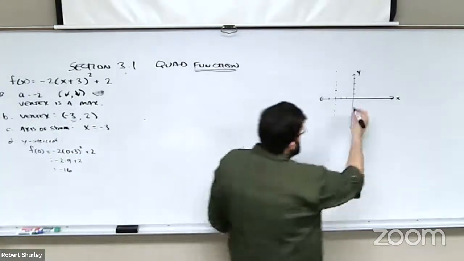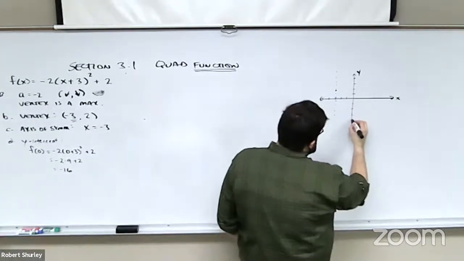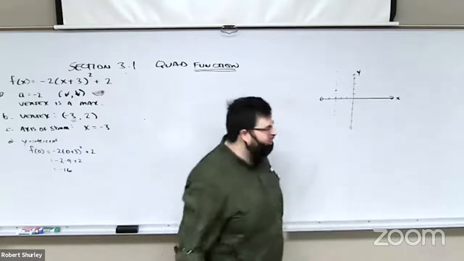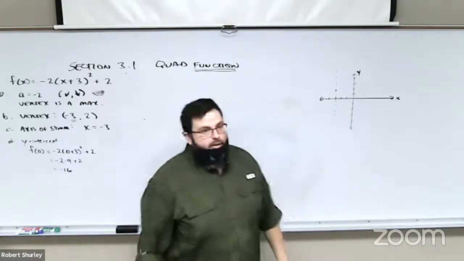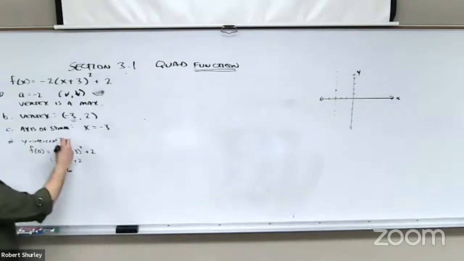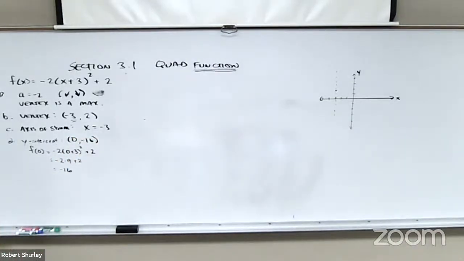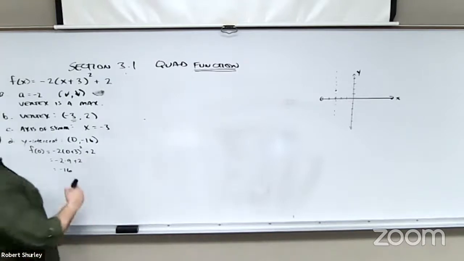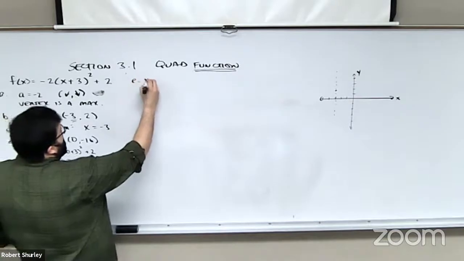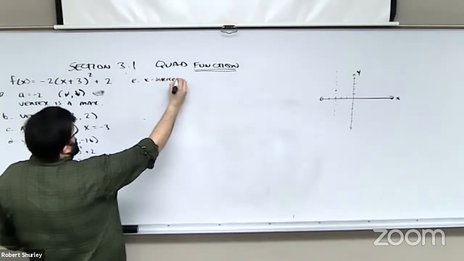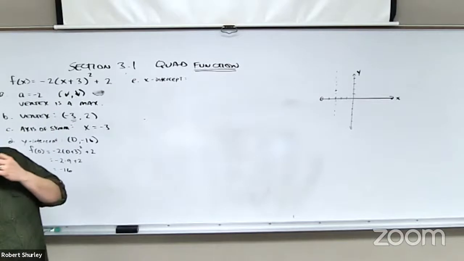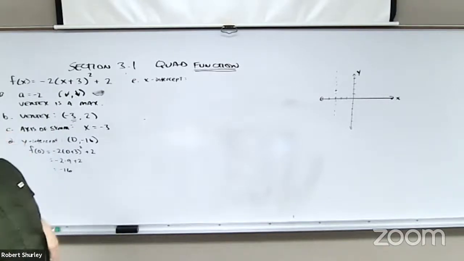Okay, it's just way down here somewhere. 2, 3, 4, 5. I'm not going to graph this one. It's just really far down here, right? Because it's negative 16. So the y-intercept would be 0, negative 16. Okay, that's fine. So let's find the x-intercept on this one. This should be a review on how to solve using the square root method.